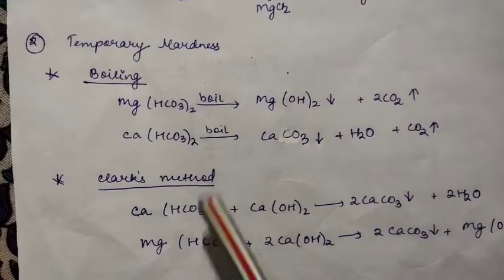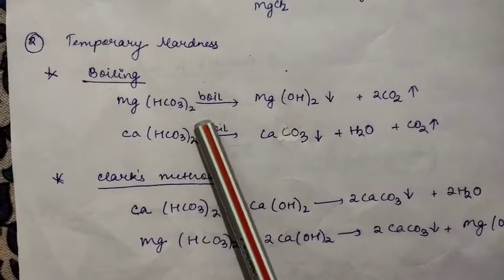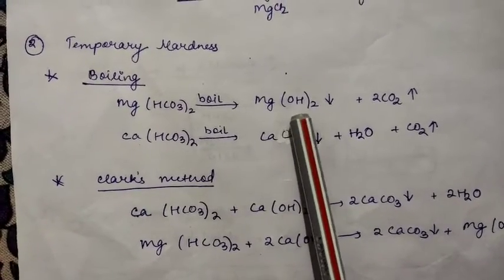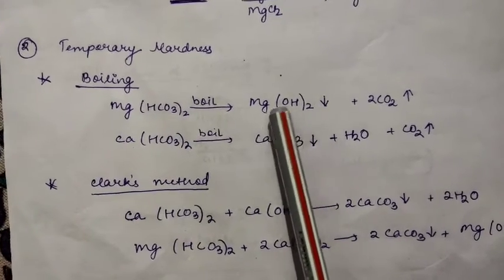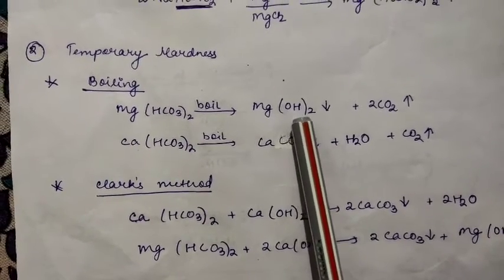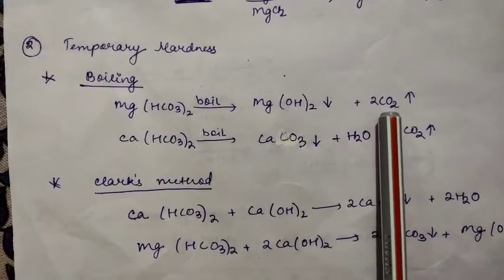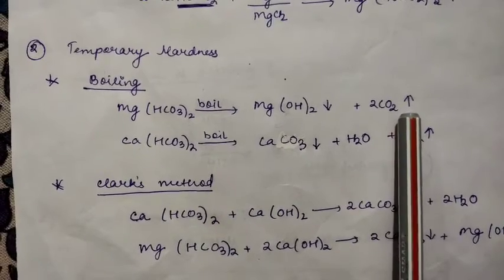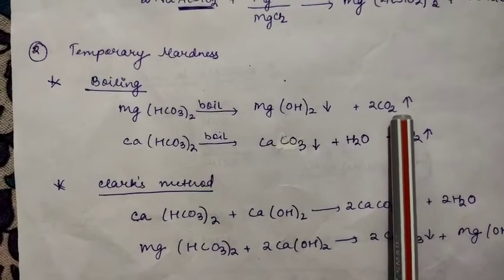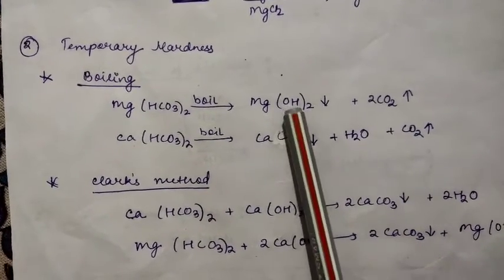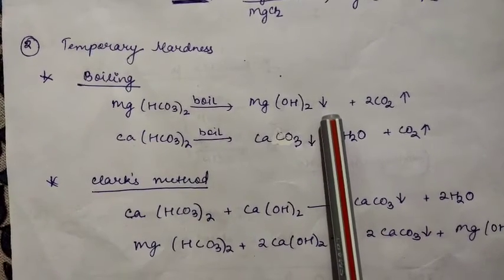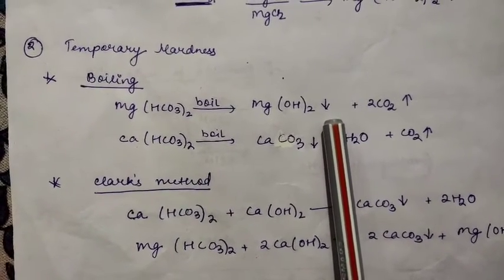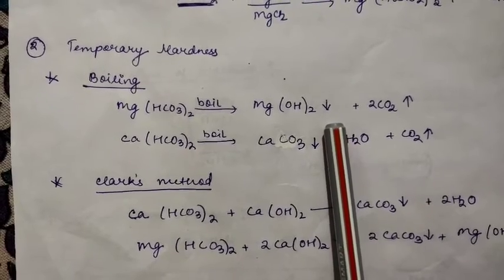We can boil the magnesium hydrogen carbonate and we will get an insoluble substance that remains as a precipitate, that is magnesium hydroxide, plus carbon dioxide that is removed or goes out of the solution because it is a gas. So the precipitate settles down, the substance becomes insoluble and settles down, and the pure water or soft water is obtained.